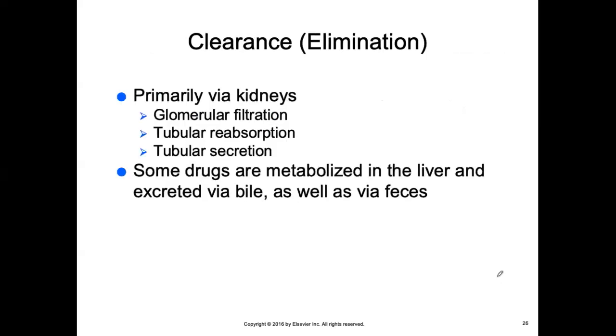Clearance happens primarily through the kidneys by glomerular filtration, tubular reabsorption, and secretion. Some drugs are metabolized in the liver and excreted through the bile and the feces as well. In the lungs, in addition to being a route of administration, it's also a potential path of elimination for drug metabolites in expired air. Other paths of clearance include sweat, saliva, tears, and the production of breast milk, which can be a hazard for the newborn. So let's look at clearance.